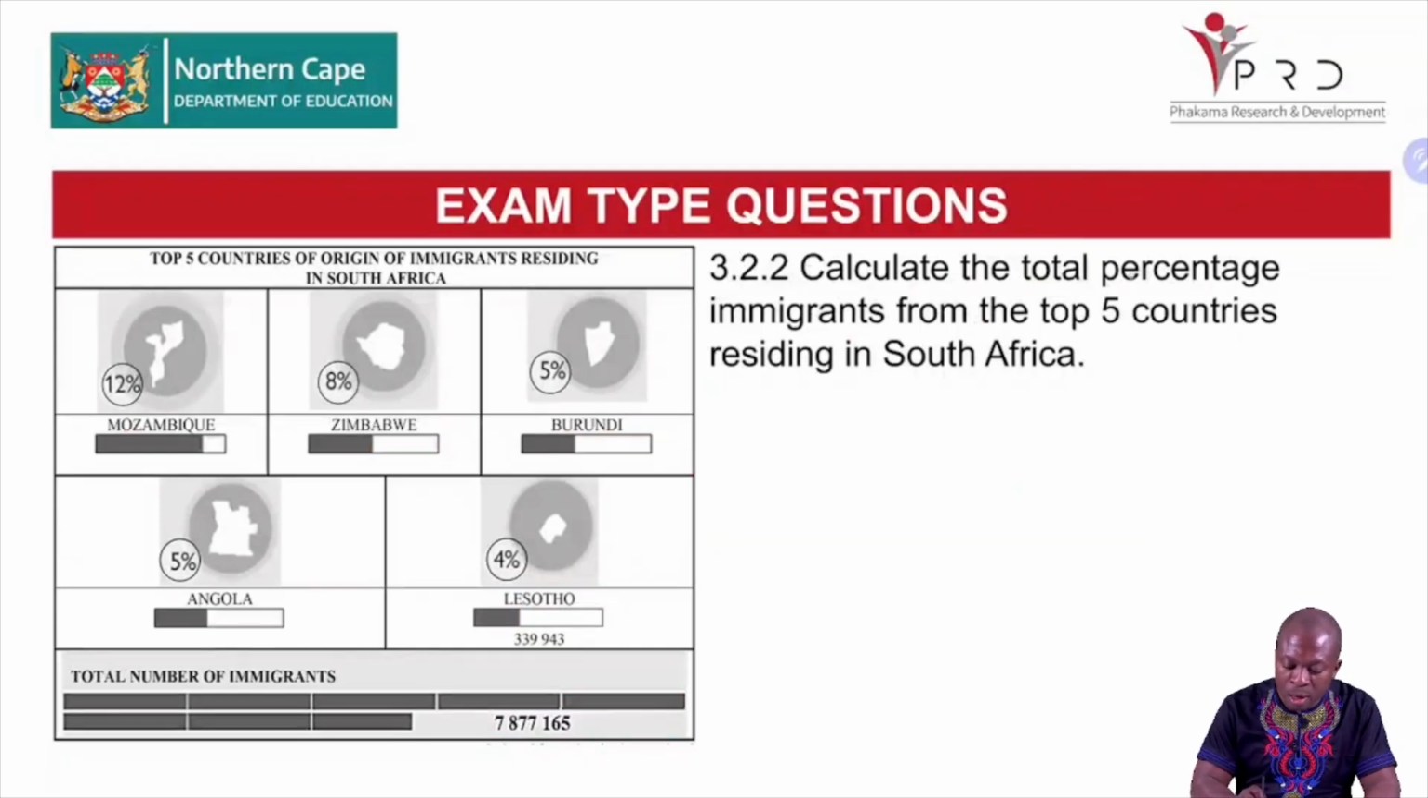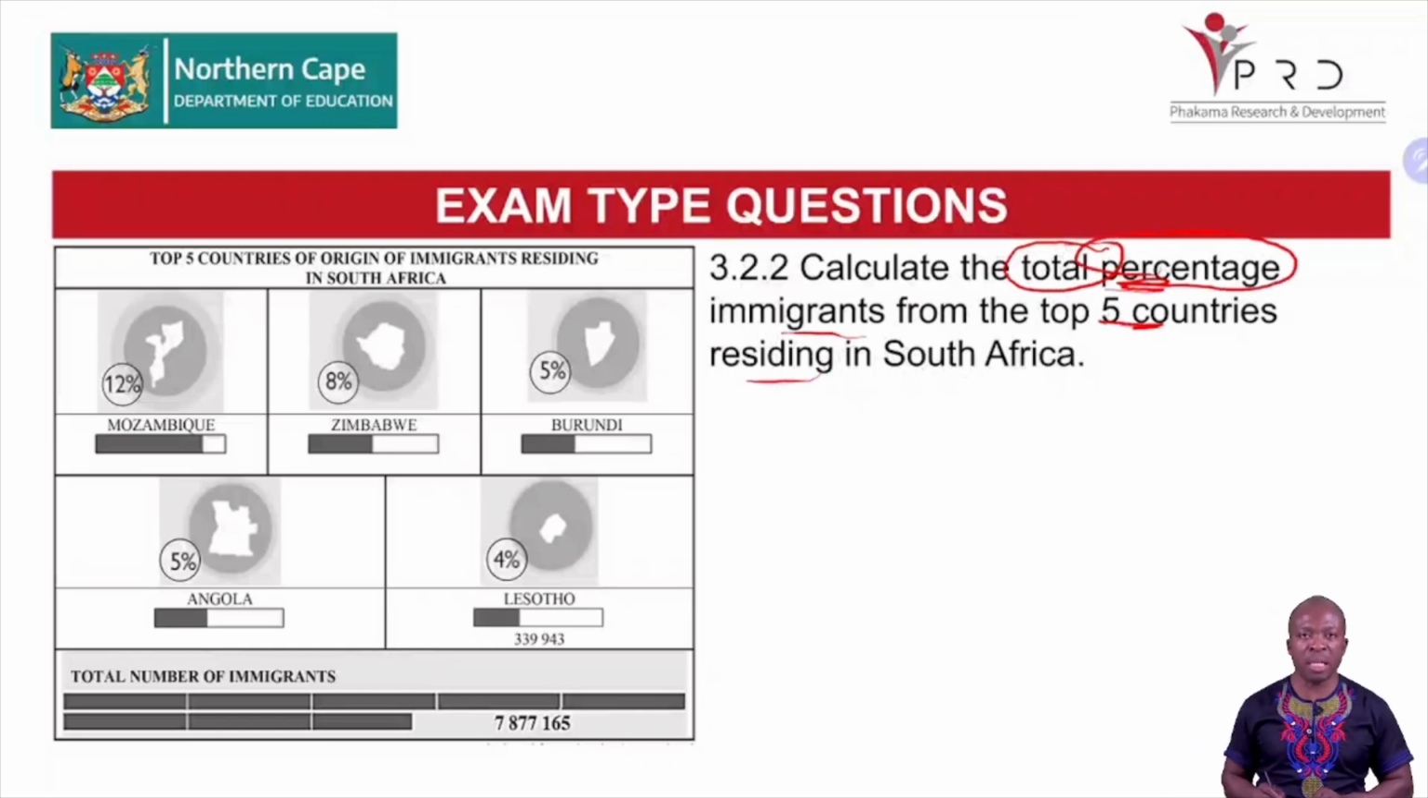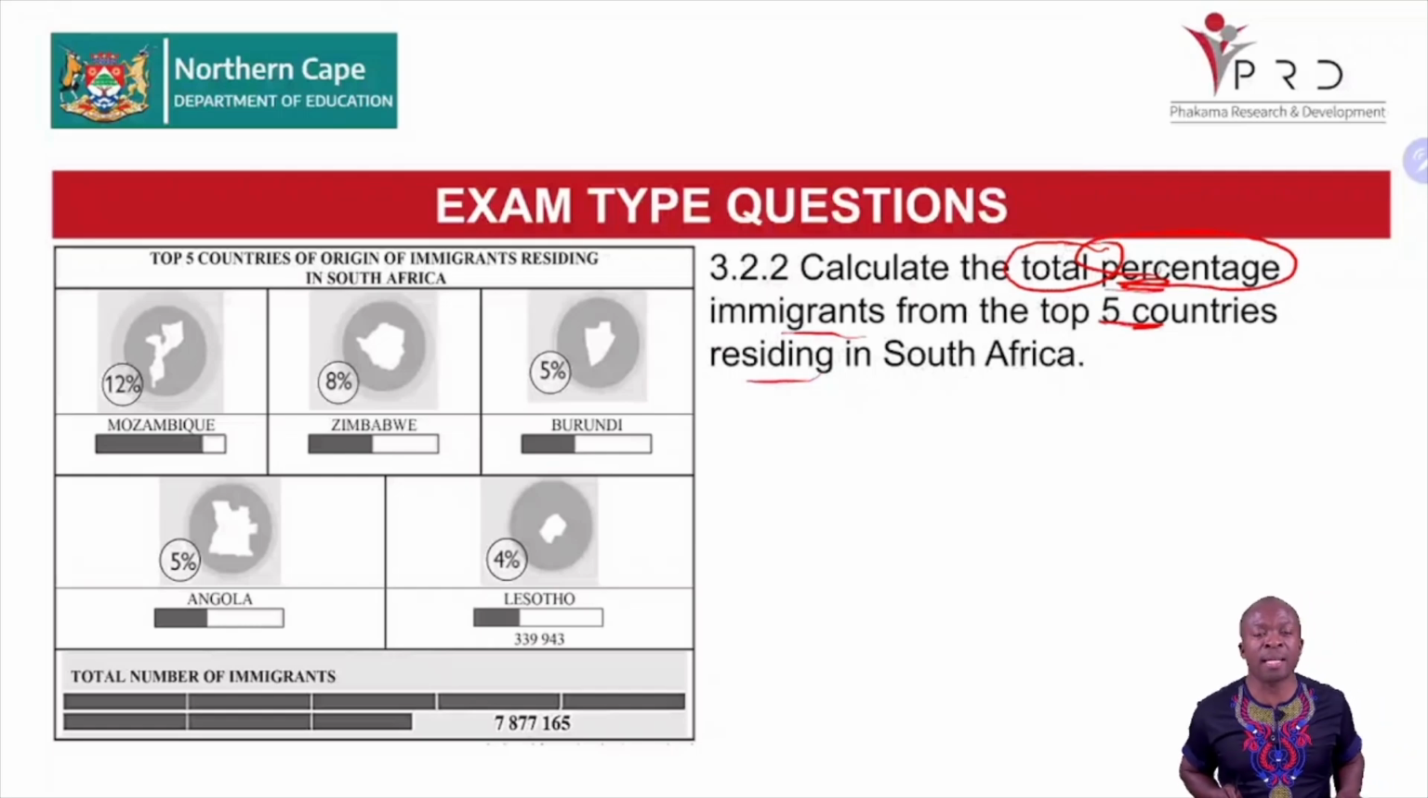I have another question for you. Calculate the total percentage immigrants from the top 5 countries residing in South Africa. The total percentage. What are we looking for? Total percentage. So 2 minutes, learners. Let's go. 2 minutes. Give me the total percentage. We'll come back and I'll show you the answer that you are supposed to have gotten.